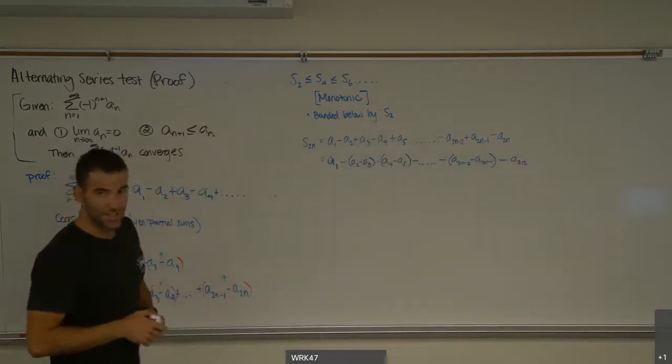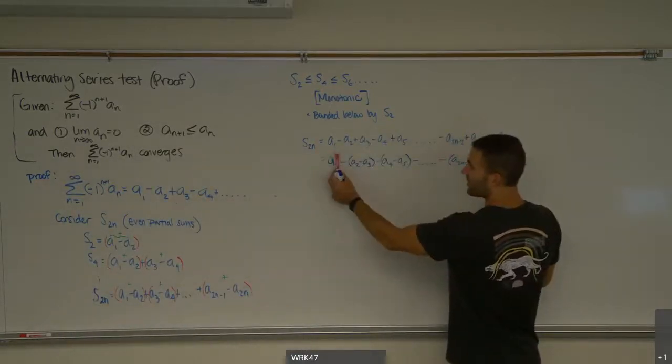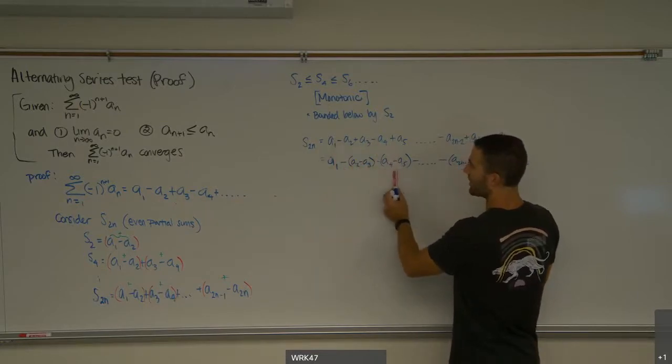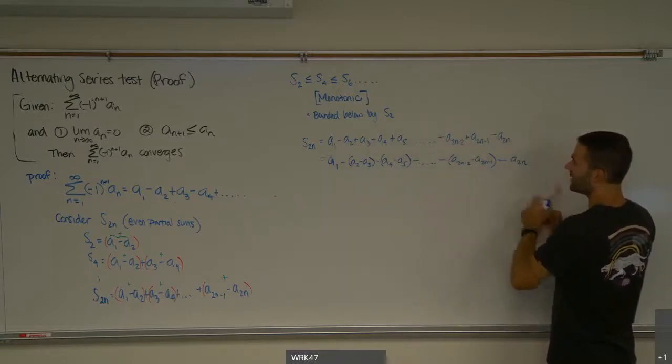Why do I rearrange it in this way? I'm just playing a game with negatives. Instead of pairing up the way I did, I shifted a little bit. I leave the a1 and then I pair the next 2 terms, factor out a negative. Pair the next 2 terms, factor out a negative. Dot, dot, dot, pair these 2 terms, factor out a negative, and leave the last one in by itself.